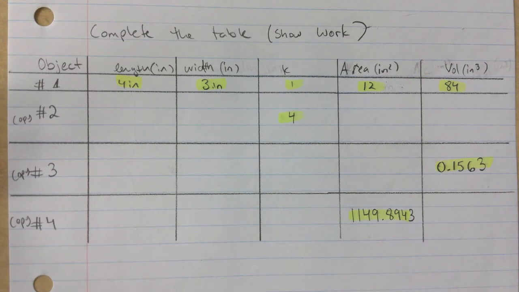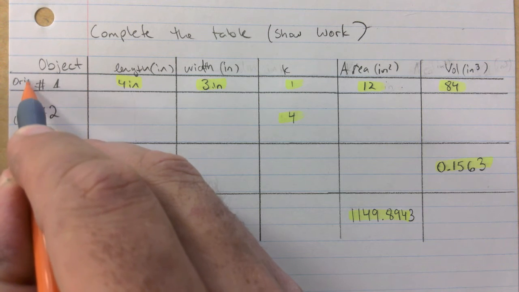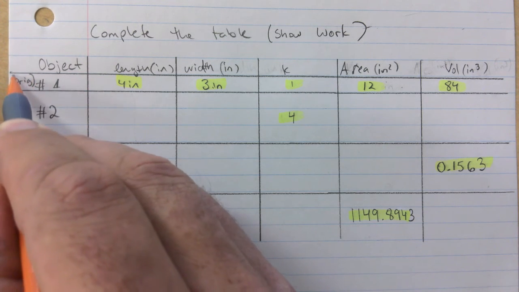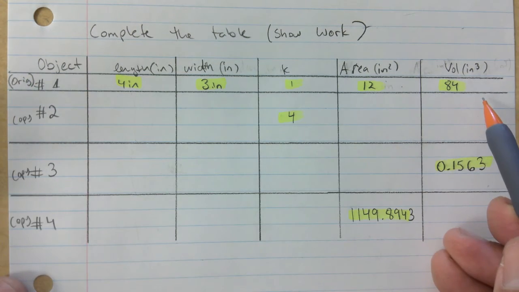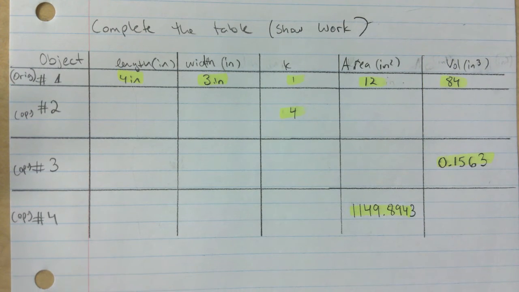So the idea is that the one that's all filled in, we call that the original. I will not have that on a test, but you should know that that's the original. And we're making copies of that, okay?